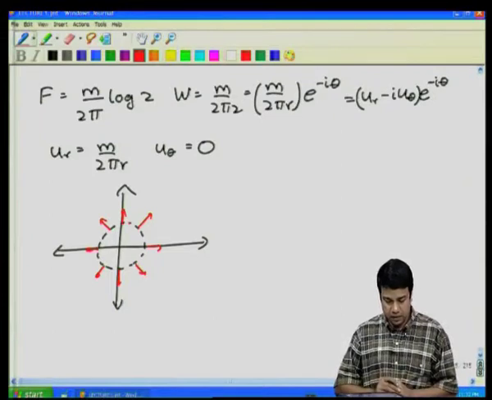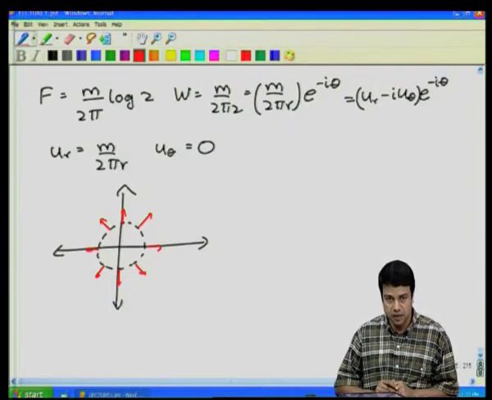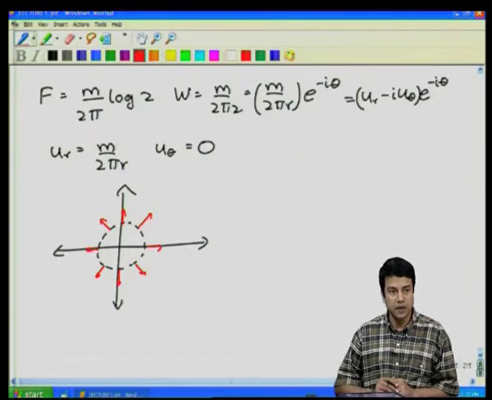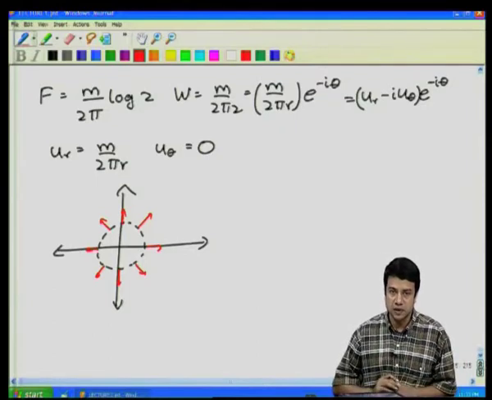Note that the magnitude of the radial velocity decreases as r increases. The magnitude of the velocity goes to infinity at r equal to 0. So, at the origin itself the velocity is infinite. As you go outward from the origin, the magnitude of the velocity decreases as you go further and further outward.